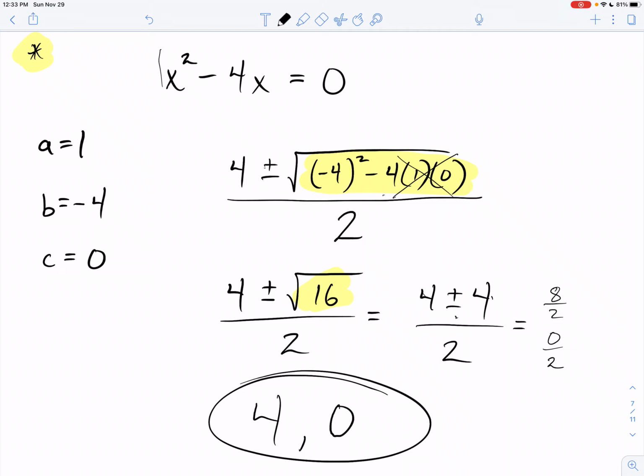Now, I put a little mark by the ones that are faster to do a different way. You're going to see those in a different video. But I am just showing you, you can use the quadratic formula for everything as long as it's set equal to 0 to begin with. And guess what? I set them all equal to 0 to begin with.